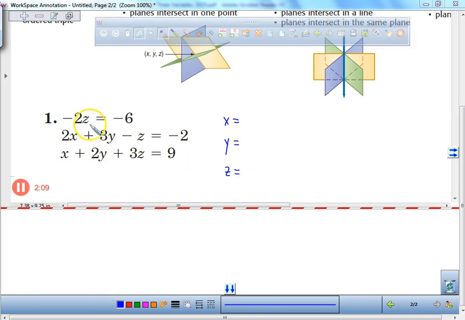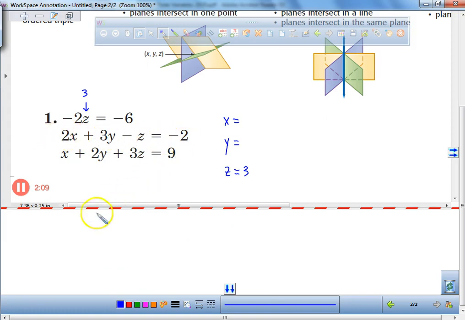The very first one, right here, right? Like, what number would you literally have to plug in there to make it equal to a -6? -2 times what number? 3. So right now, we figured out what z is. Boom, we're done.